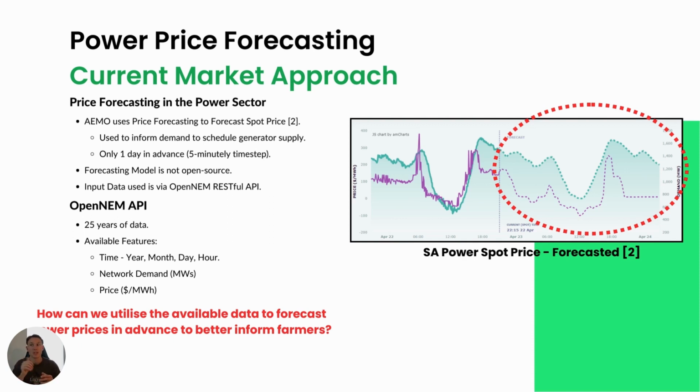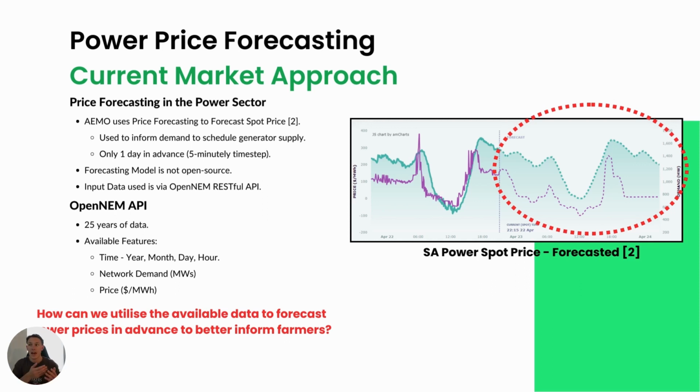The only trouble is this is only one day in advance, so it doesn't really help our farmers much. And although this forecasting model is not open source, the data that feeds into it is via the OpenNEM web API. Now, this OpenNEM web API supplies 25 years of data and has available features such as time, being in year, month, day, and hour, as well as network demand in megawatts and price in dollars per megawatt hour.